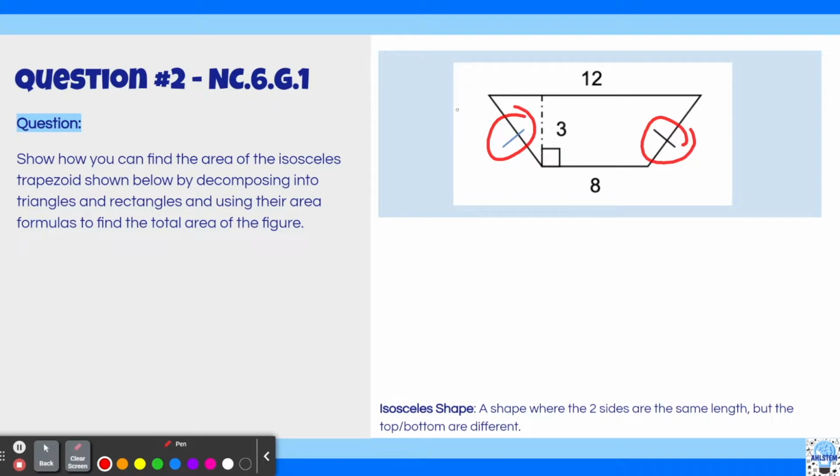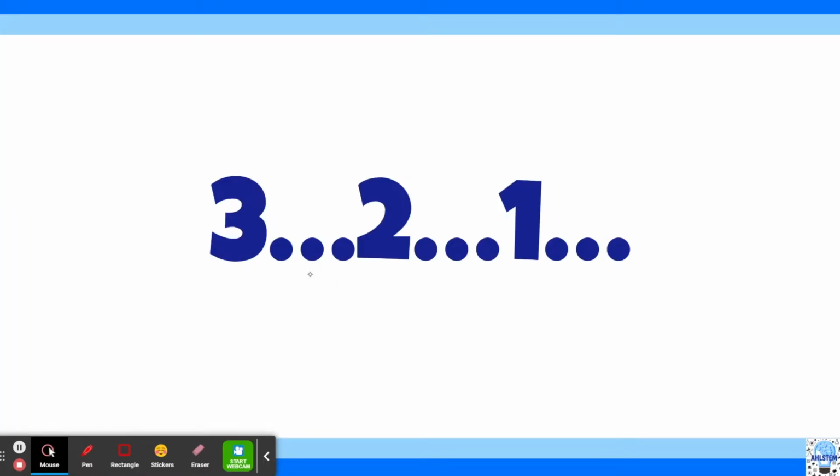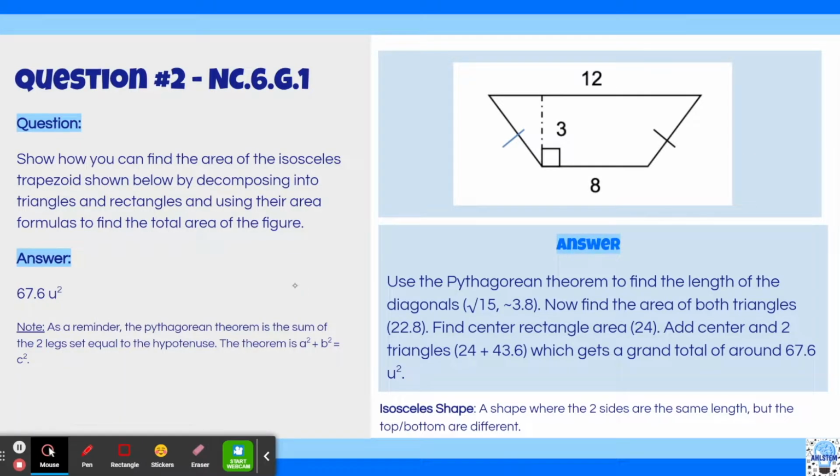Okay? So, split this trapezoid into triangles and rectangles and find the area by using your decomposition method, which is splitting it into different shapes. Pause now and solve the problem, and in a few seconds we will check our answer. Ready? 3, 2, 1. So you should have gotten 67.6 units squared.